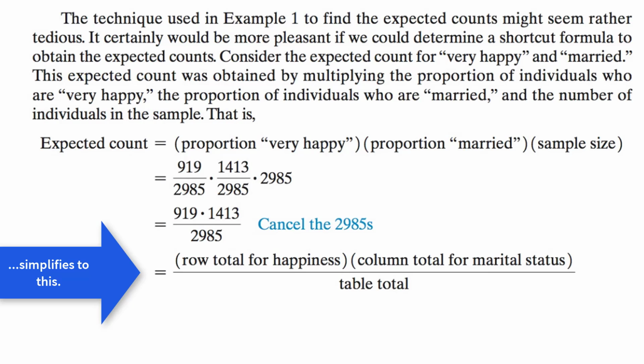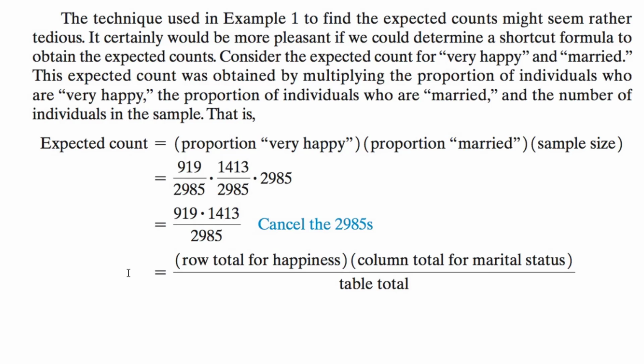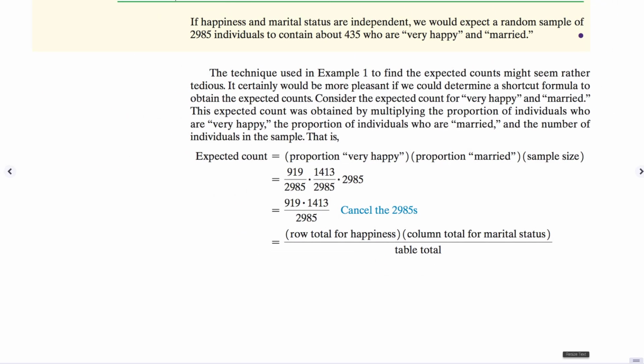on the last row. We're going to take the row total, and we're going to multiply by the column total, and we're going to divide that by the table total. So for the first row and the first column, it would look like this.